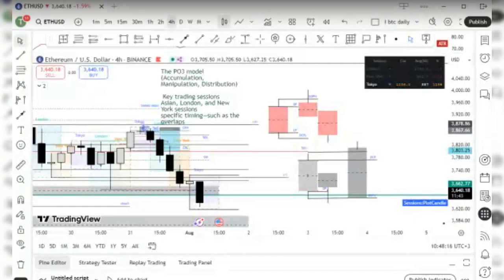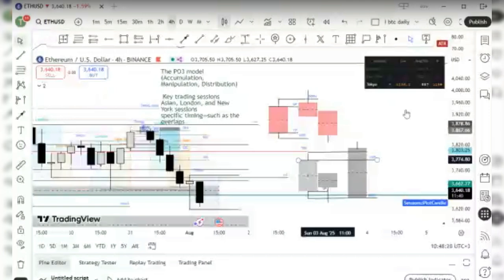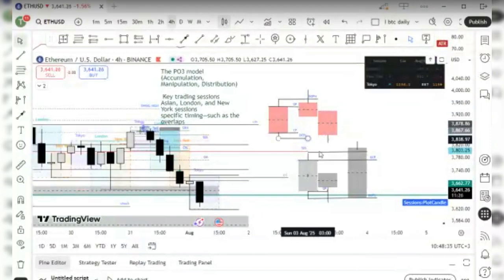So, step number 1, identify support on higher time frame. Now, a key support level, we call them the point of interest. The points of interest are highs and lows for both directions, supply and demand. Order blocks are also points of interest, and the fair value gap. Those are also points of interest.